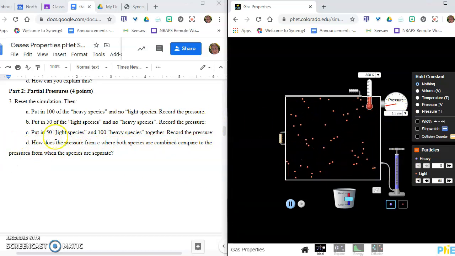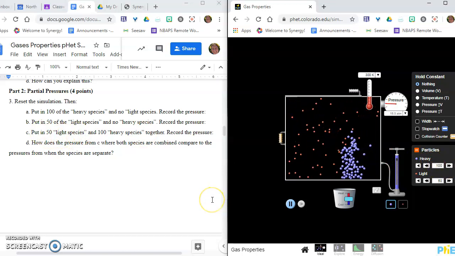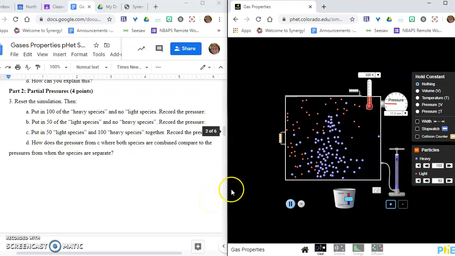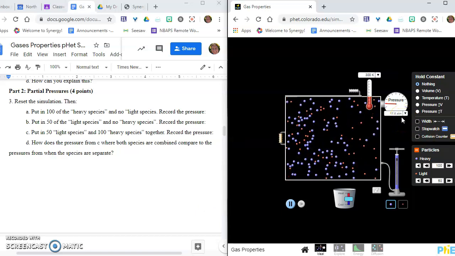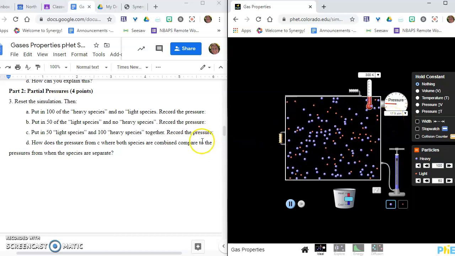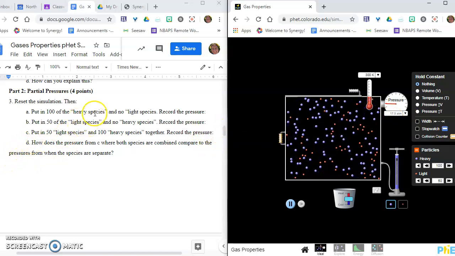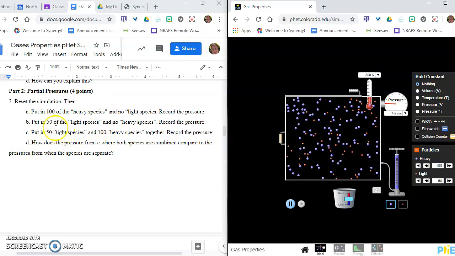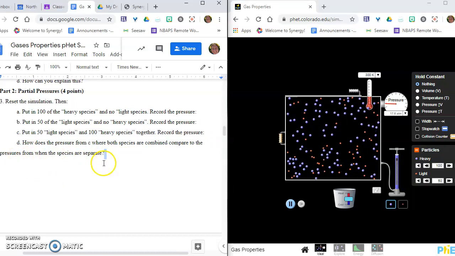We're going to then put both of these in together. So the 100 heavy from A plus the 50 light. So we'll see what our pressure is. And it looks like our pressure is about 17.4-ish, we'll say 17.4. So for C, you can put in 17.4. And I want you guys to look at the pressures of A and B and how they relate to C. Okay, so you'll do that for letter D.